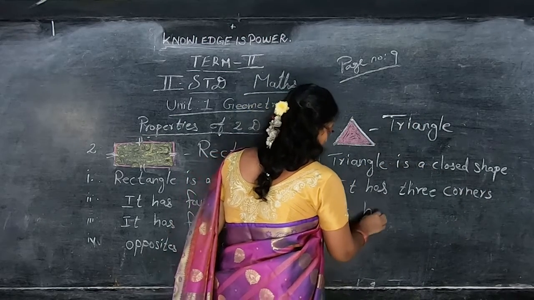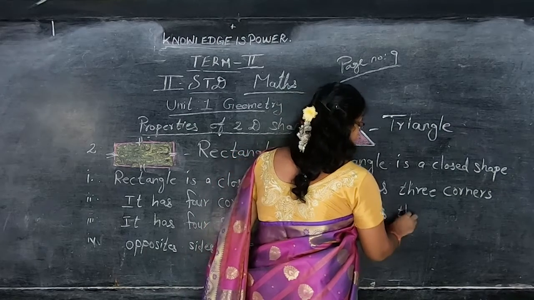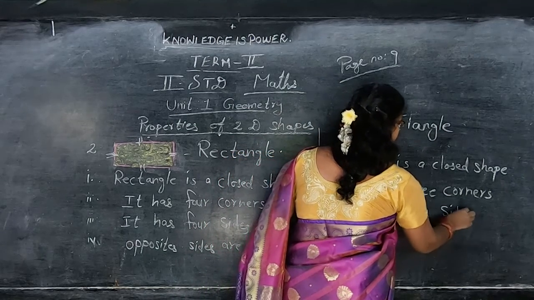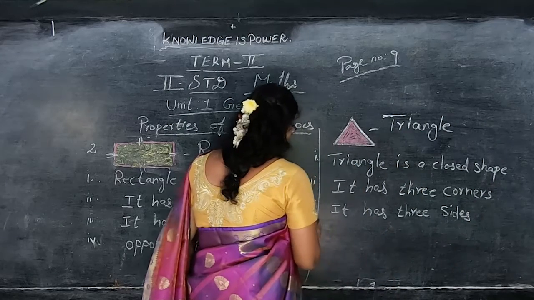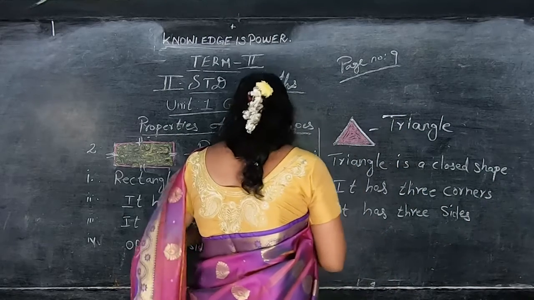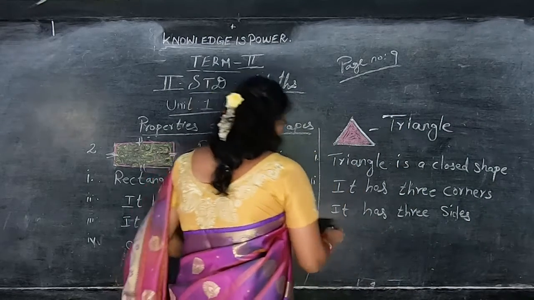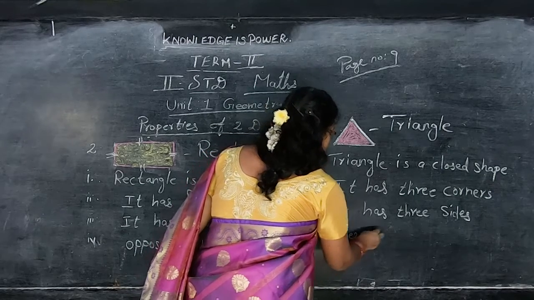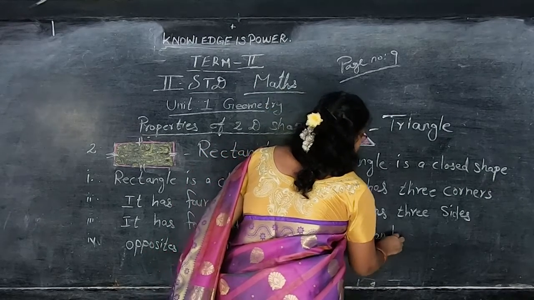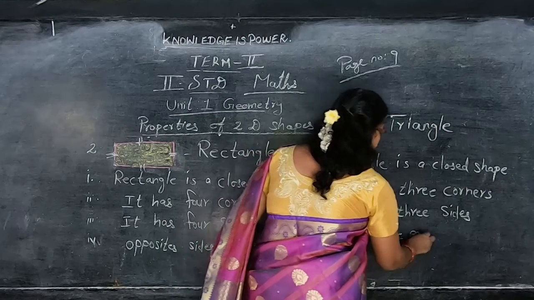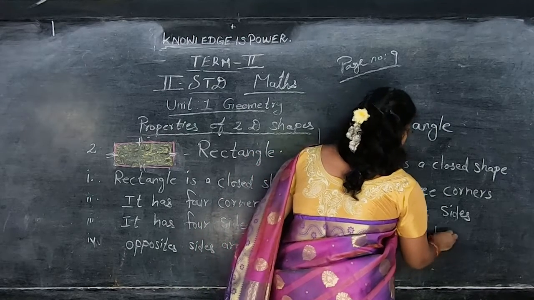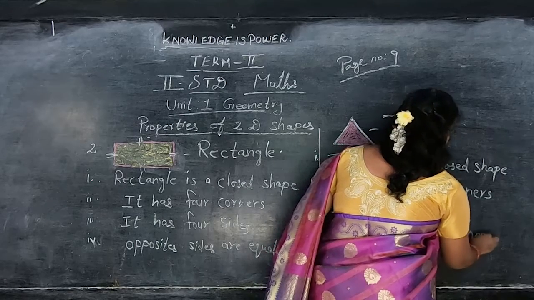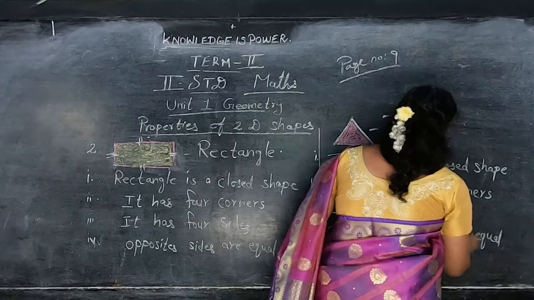It has three sides. Point number 4. Sides can be equal or unequal. Sides can be equal or unequal.